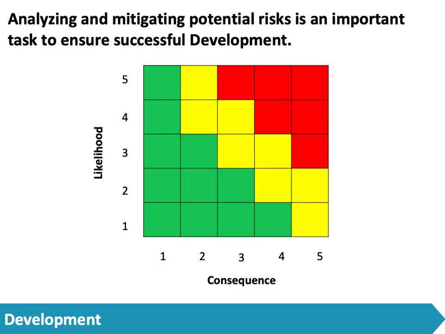Risk management is an important part of development because if there are high-level risks identified, which are in the red area on the matrix, that are successfully mitigated and either eliminated or lowered to a lesser level risk, which are in the yellow or green areas on the matrix, then the success of the system is much more likely.